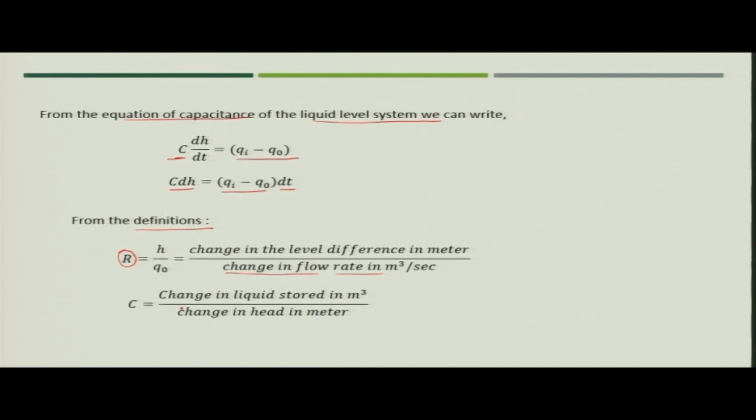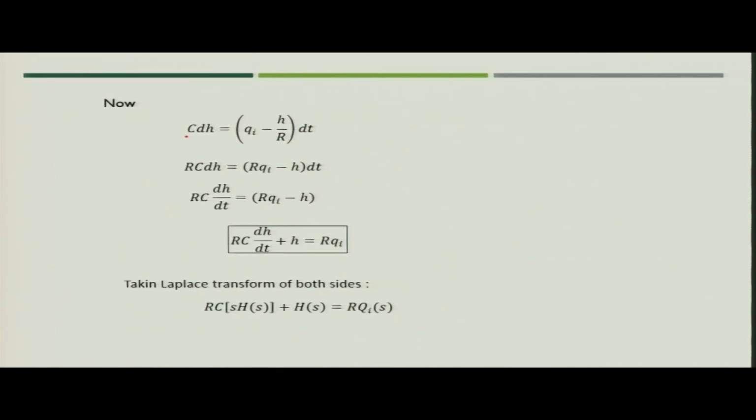What is the value of C? C is nothing but the change in liquid stored in the tank divided by the change in head in meters. Now, you have all that information in your hand, so you can write C dH is equal to Q I minus Q naught, where you can replace Q naught with H by R, times dt. So, R C dH is equal to (R Q I minus H) dt, or R C dH by dt is equal to R Q I minus H, or you can say R C dH by dt plus H is equal to R Q I.